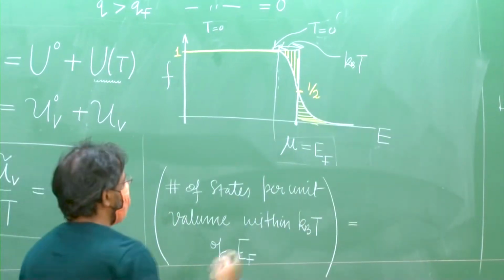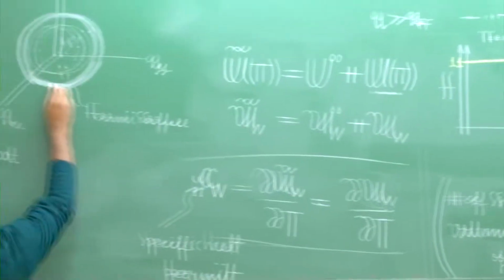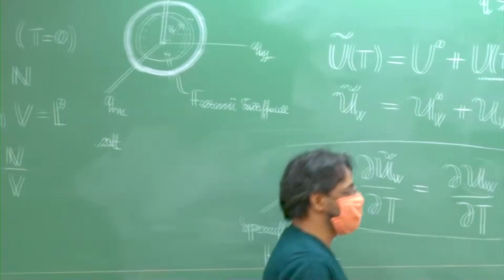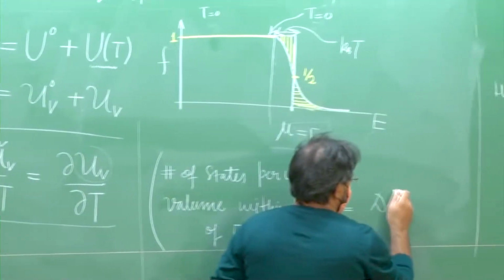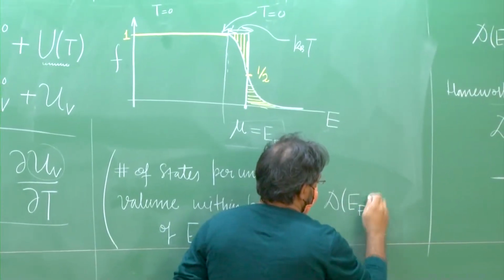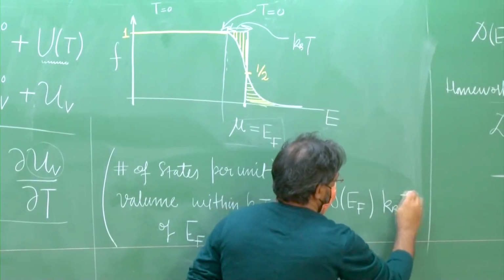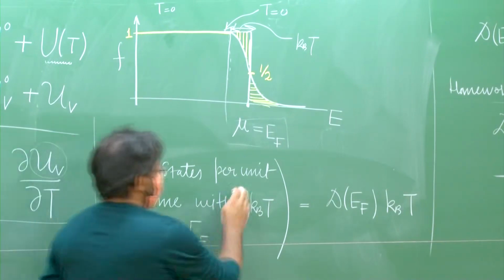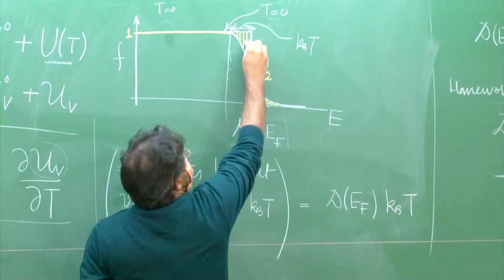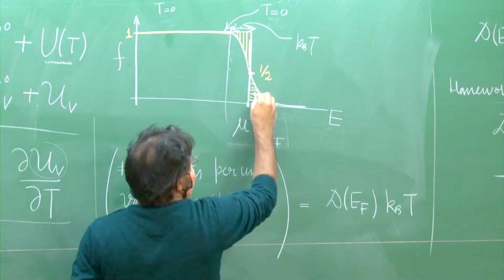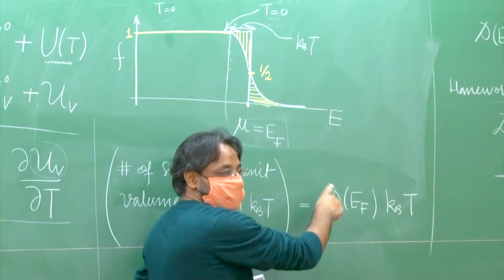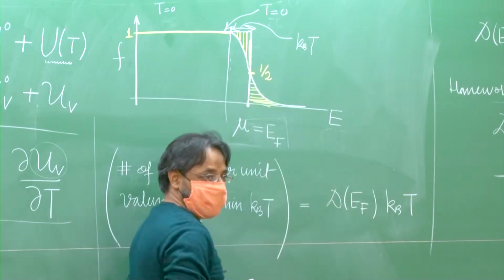So, this will be how much? If you assume that the density of states doesn't change much within that region and it is equal to the density of states at the Fermi energy itself, then it will be simply the density of states at the Fermi energy times kBT, the width of that region, right, because that is the definition of density of states. So, that is the number of states. Therefore, the number of electrons that you are exciting from here to here will be some fraction of this, the fraction being decided by the probability factor, right.